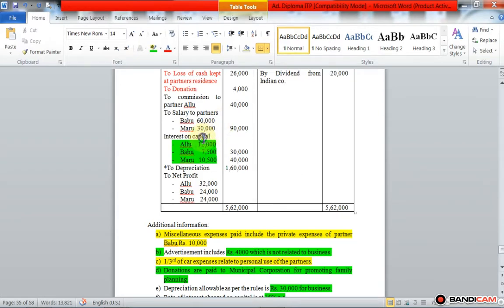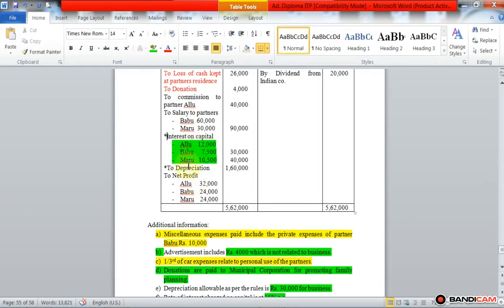Then interest on capital. Additional information is given, that is, interest on capital is given to each partner at the rate of 15%. So here 12% interest on capital is exempted, and 15% is more than 12%. So find the difference, that is, 3% interest on capital is excess charge, so the excess charge is disallowed.